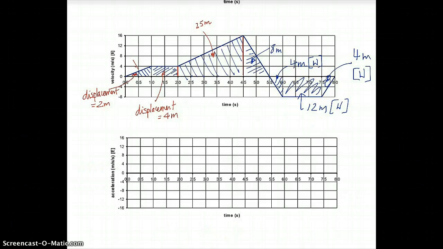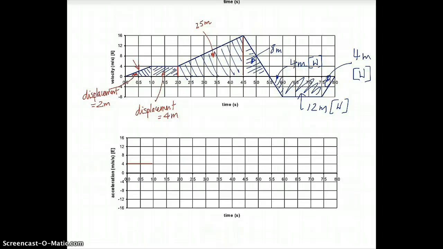this little section here, the slope of that line, rise over run, 4 divided by 1 is 4. So the acceleration for the first 1 second will be 4 meters per second per second. Let's just think about that for a second. So what we're saying is that each second the velocity changes by 4 meters per second. So the acceleration is 4 meters per second per second. You can see that that works out because in the first second on the velocity time graph, the velocity does increase by 4 meters per second.